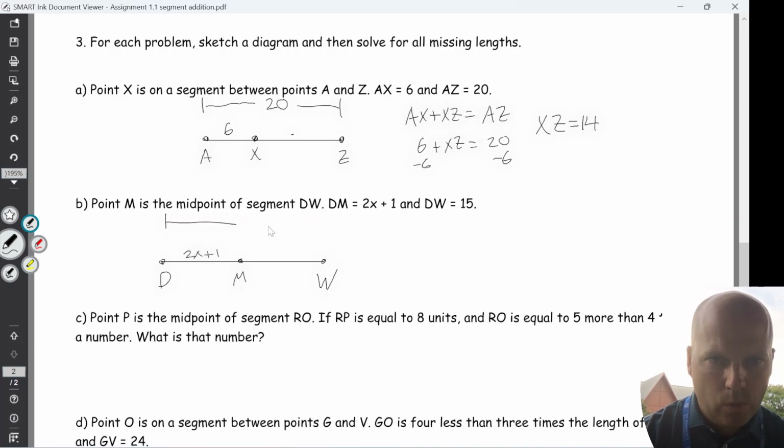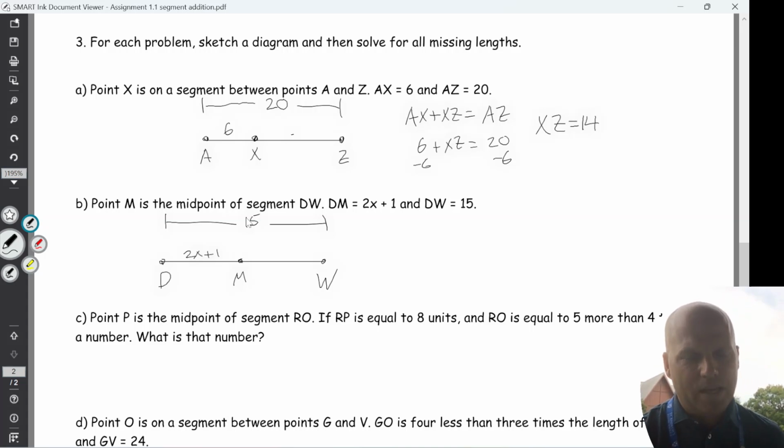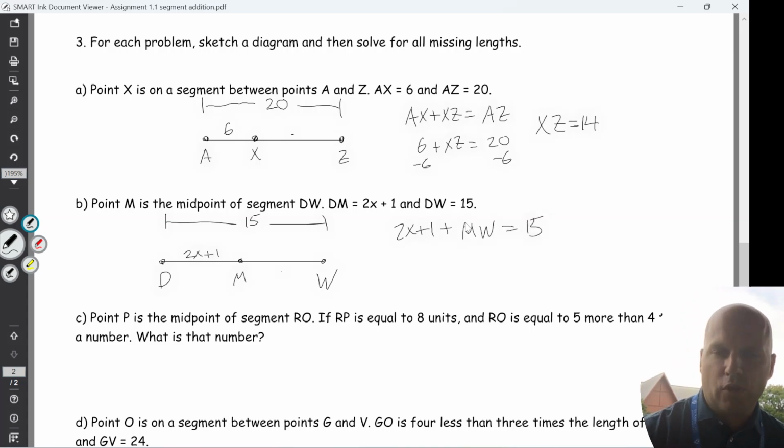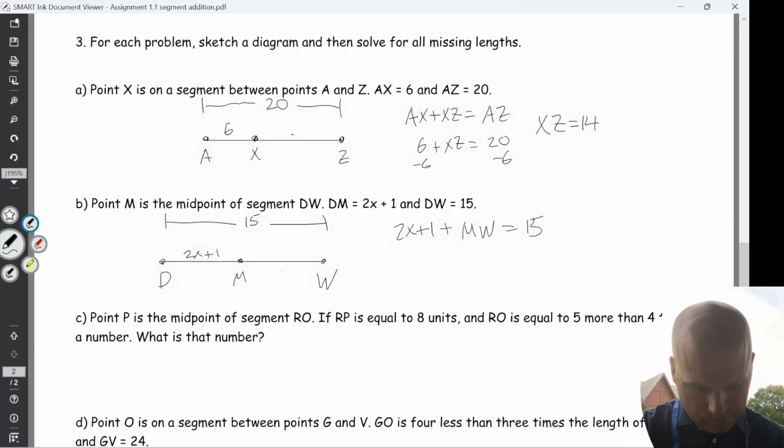Well, how do we work on this? Well, we could subtract, but the problem is I can't really set up an equation right now because I'm not going to be able to get a number. Like I can't say this is 2x plus 1 plus MW equals 15. Doesn't really work. There's too many unknowns.